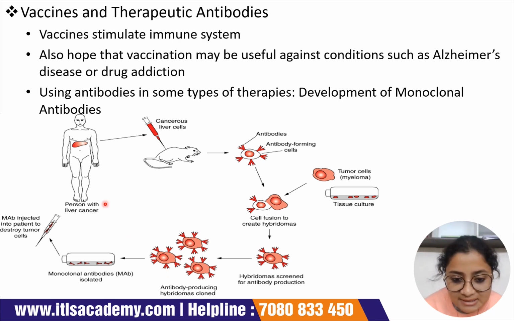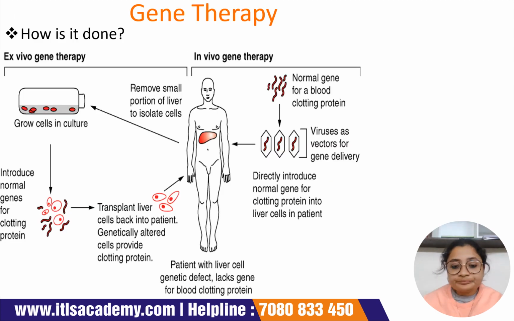Okay, so a nice example is given over here. We are collecting the liver cells, then we are injecting them into the body of the mice or rat. Gradually the rat starts to develop antibodies against these cancerous liver cells, and then we are collecting those antibodies and putting them back into the body of the patient who was suffering from liver cancer.